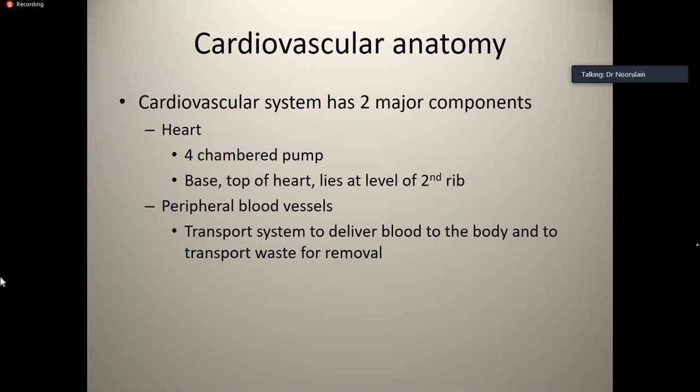Okay, so what about the cardiovascular anatomy? As you all know, the cardiovascular system has two major components. The first component is the heart. The heart is a four-chamber pump, with the base at the top of the heart. It also includes the peripheral blood vessels. What is the purpose of the peripheral blood vessels? To transport and deliver blood to the body and to transport waste for removal.